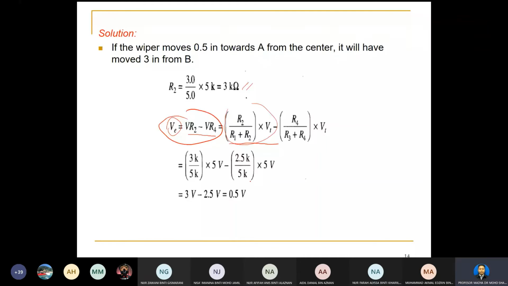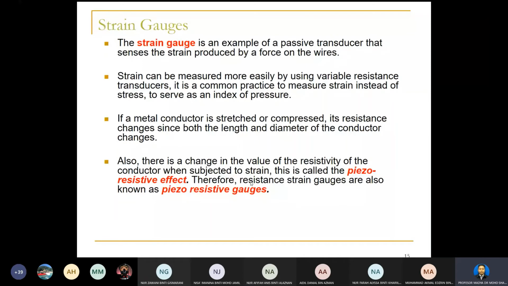Next we go to the strain gauge. The strain gauge is an example of a passive transducer. I already gave the picture for the strain gauge. It senses the strain produced by the force on the wire. The passive transducer needs a power supply to turn on the sensor.